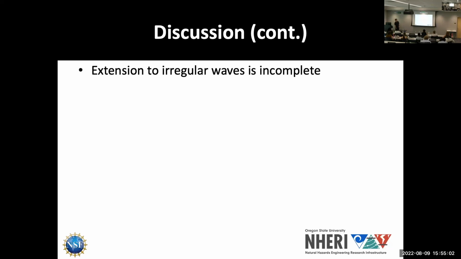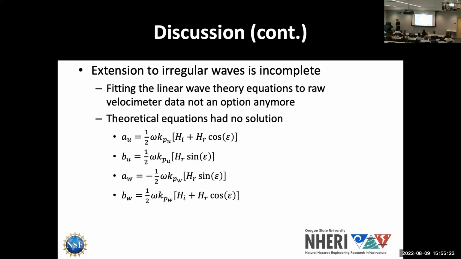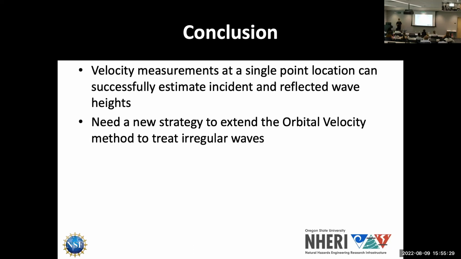And finally, the extension to irregular waves is still incomplete. Like I said, we couldn't fit the linear wave theory equations to the data directly because it is not symmetrical like the linear wave theory equations are. Also, those derived equations using Fourier transform had no solution. Oh yeah, and these were the equations I was referring to before. We derived A and B, but these are what they actually look like for both directions.